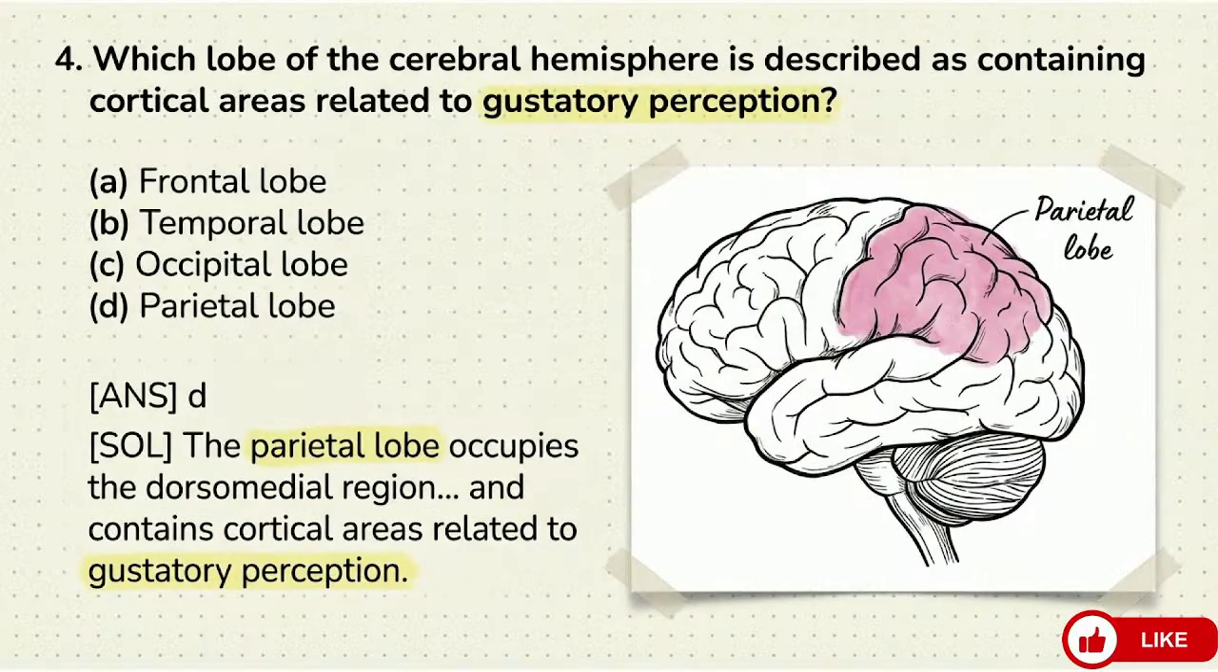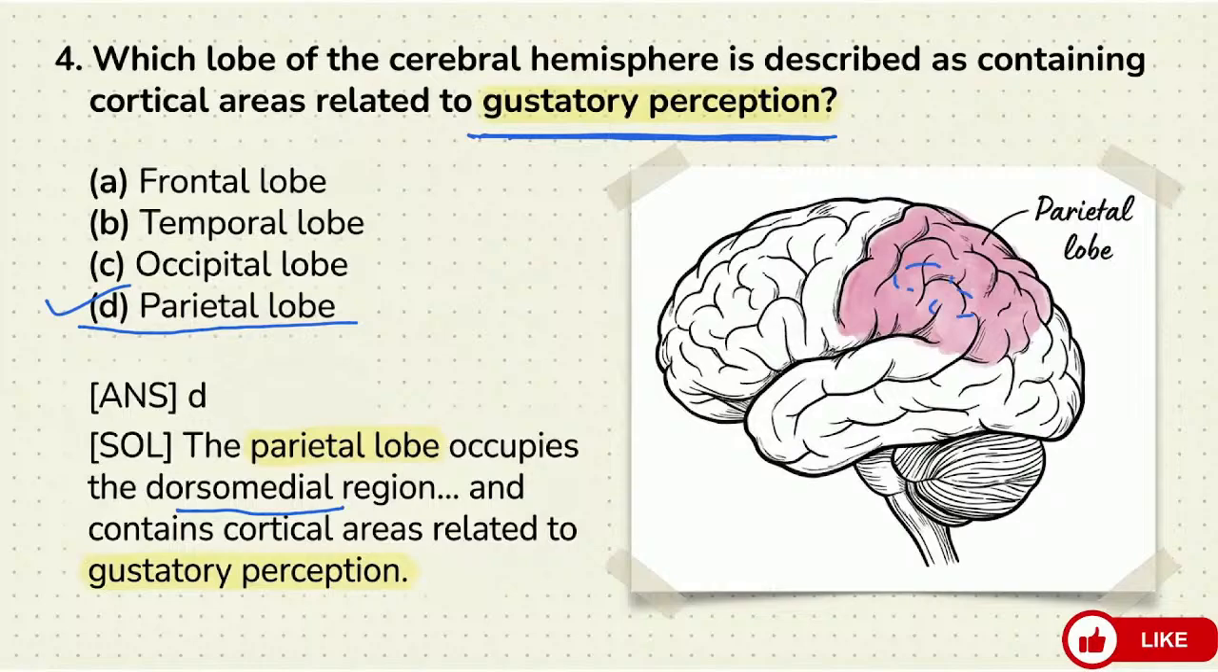Which lobe of the cerebral hemisphere is described as containing cortical areas related to gustatory perception, gustation, taste? Frontal lobe, temporal lobe, occipital lobe, parietal lobe. These are the typical questions. The correct answer is the parietal lobe. The parietal lobe occupies the dorsomedial region. You can see this is the parietal lobe area, which contains cortical areas related to gustatory perception.